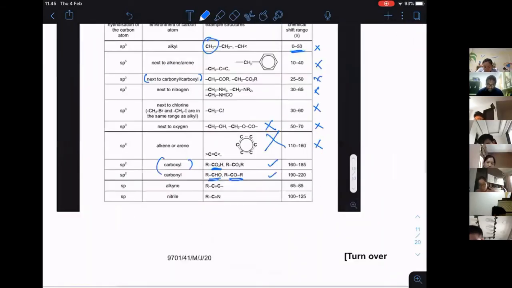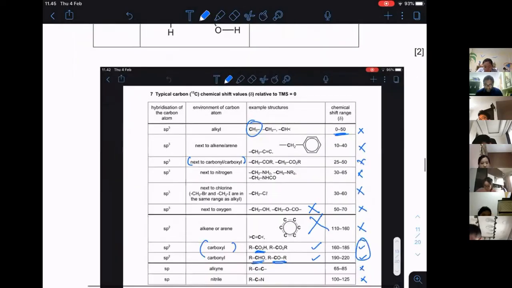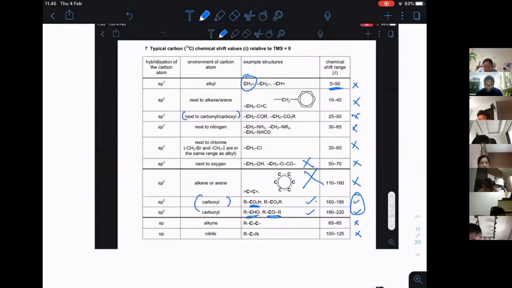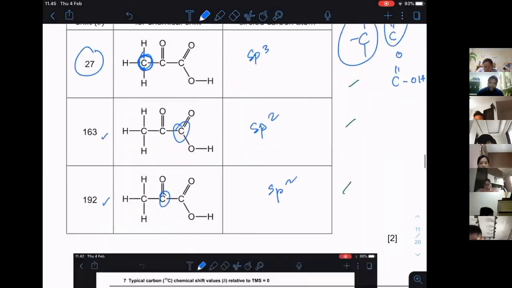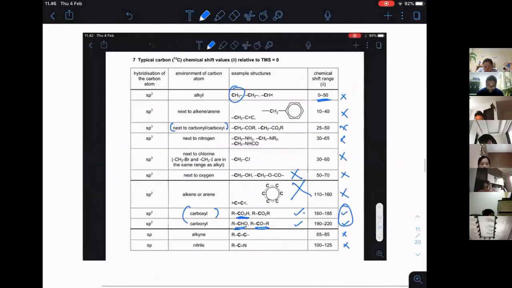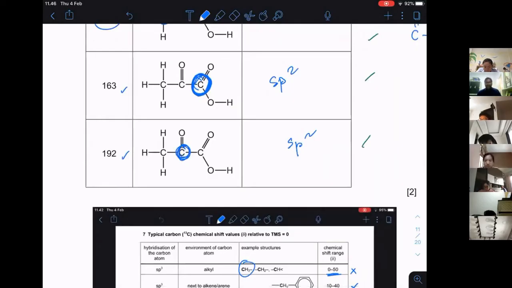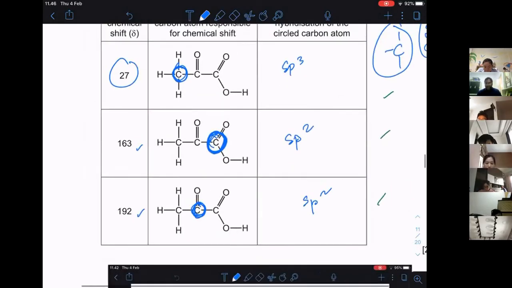So maybe here, okay. So the rest is not there. So it means only here we have identified. So here, you can see the one that is going to be 163 must be the one that has the carboxyl group, which is going to be carboxylic acid. So I can say that the one that is going to be carboxylic acid is this carbon. And then the 192 is going to be the normal aldehyde or ketone. Okay, so it's going to be aldehyde or ketone, this one. So I circle that.